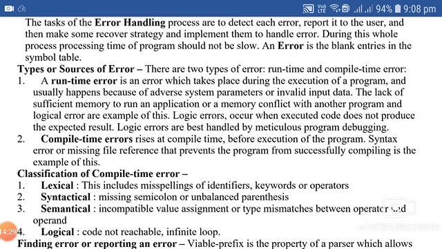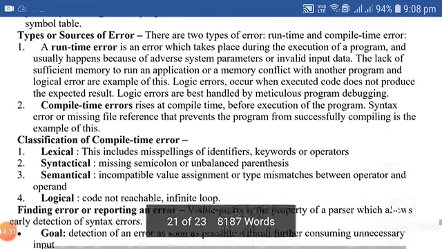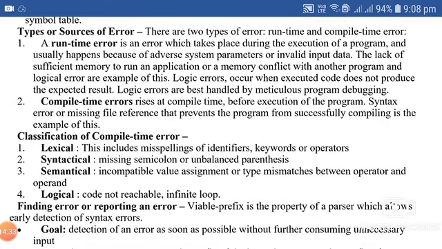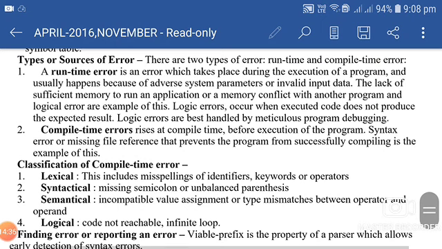Types or sources of errors: a runtime error and a compile time error. These are the two basic types of errors. A runtime error is an error which takes place during the execution of the program and usually happens because of adverse system parameters or invalid input data. Next we are going for compile time errors. It arises at compile time before execution of the program. A syntax error or missing file references that prevent the program from successfully compiling is an example of this.